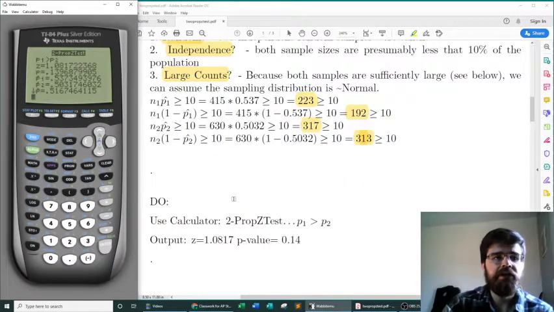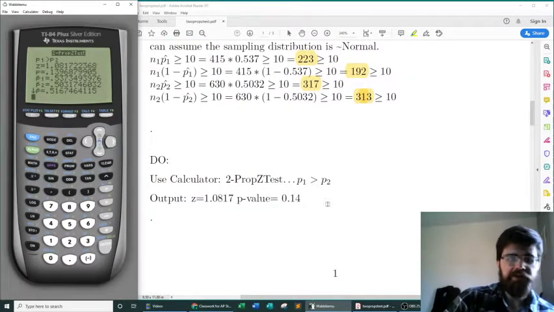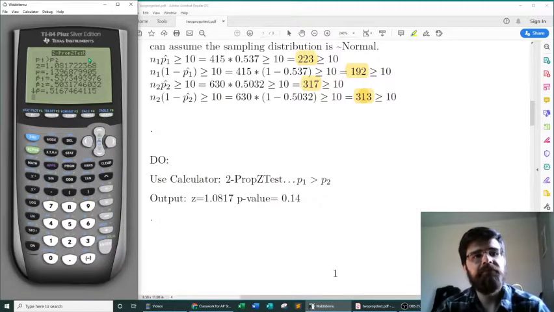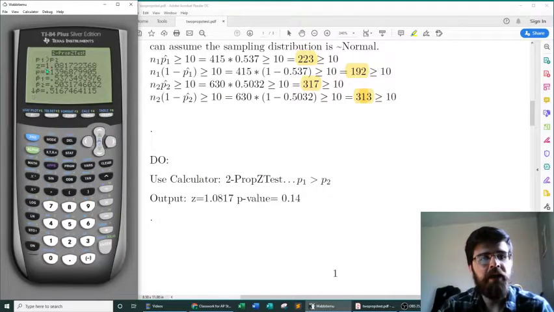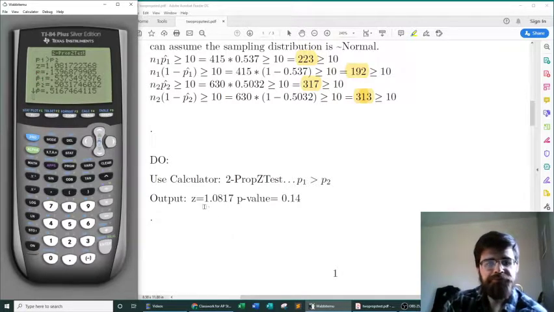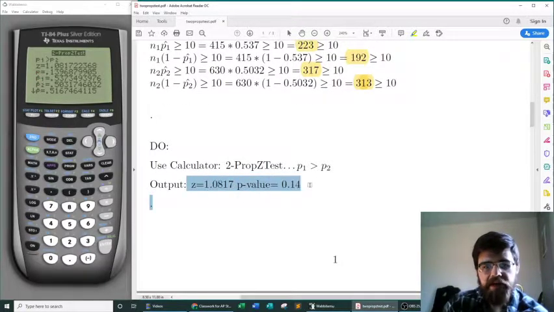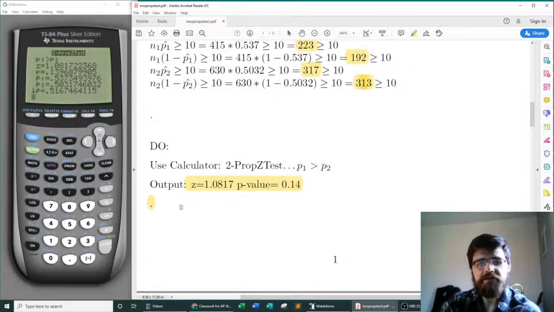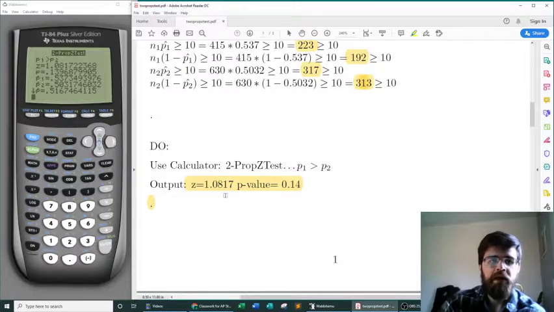So we click calculate. The calculator is going to give us a lot of information here. So the most important things you're going to get out of this output is the z-score and the p-value. P-value in the calculator is just called p. So our output, I'm going to write down that z is 1.08 and that our p-value is 0.14. And then all this other stuff we already have written down.